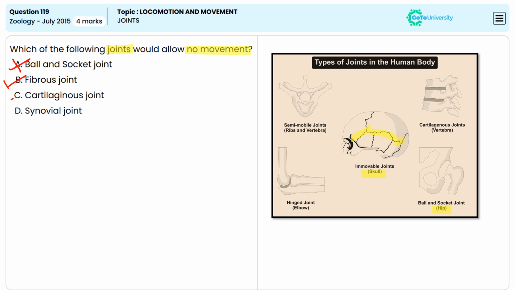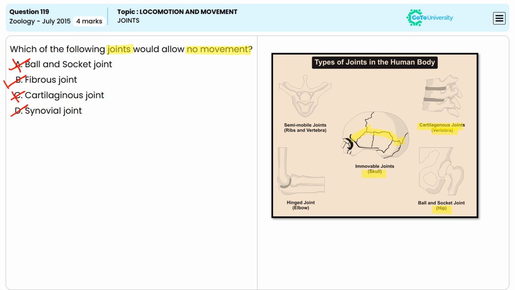Whereas coming to option C, cartilaginous joint. Cartilaginous joints allow limited movement and they are found in areas such as the intervertebral disc or the pubic symphysis, where the bones are connected by cartilage. They allow some flexibility but do not permit extensive movement. So option C is incorrect.